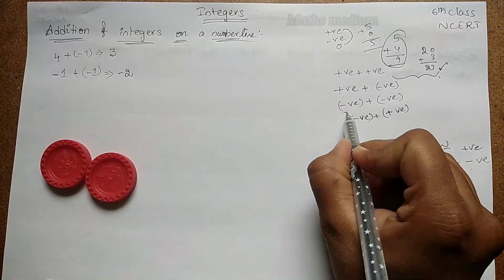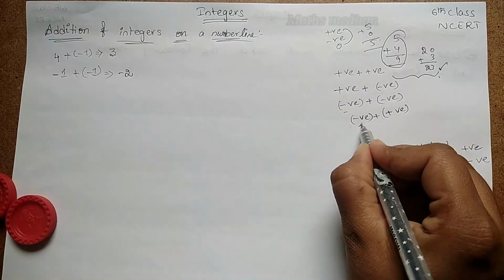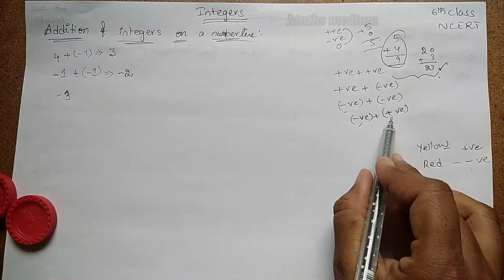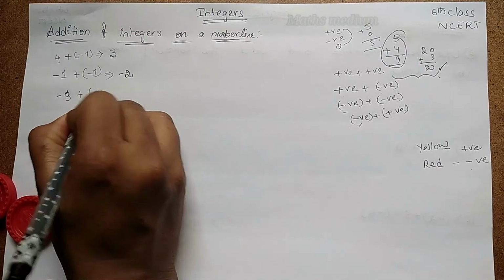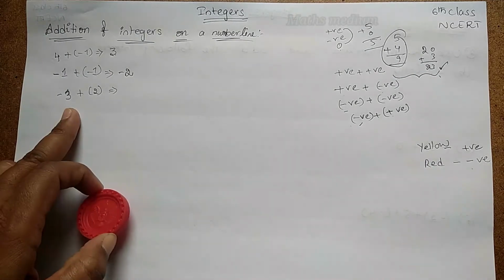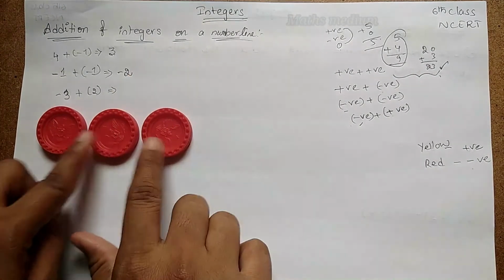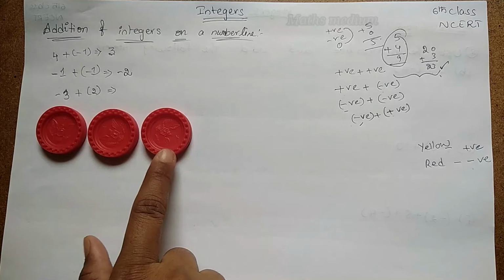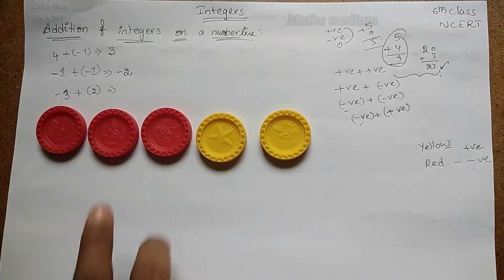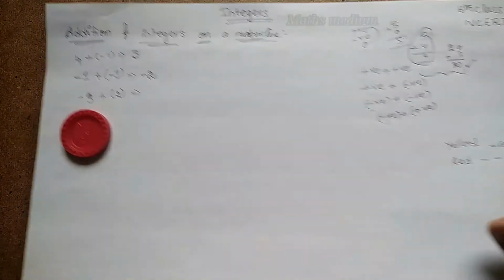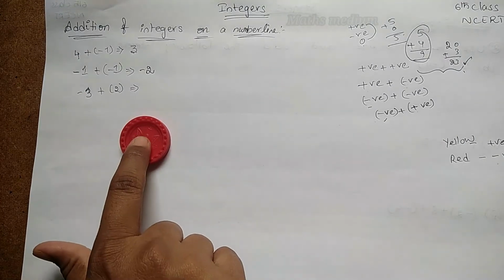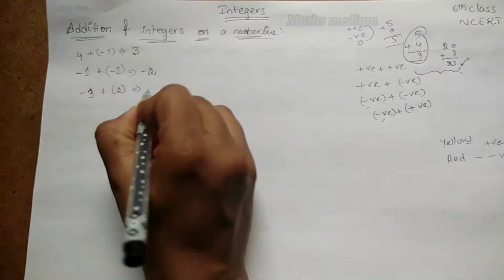Coming to the fourth case, one negative number, let it be minus 3, and one positive number, plus 2. So how are we getting the answer? Take minus 1, minus 1, minus 1, so minus 3, with a positive 2. So take 2. These two are cancelled together. This leaves 1, which is nothing but a minus 1. So the answer is minus 1.